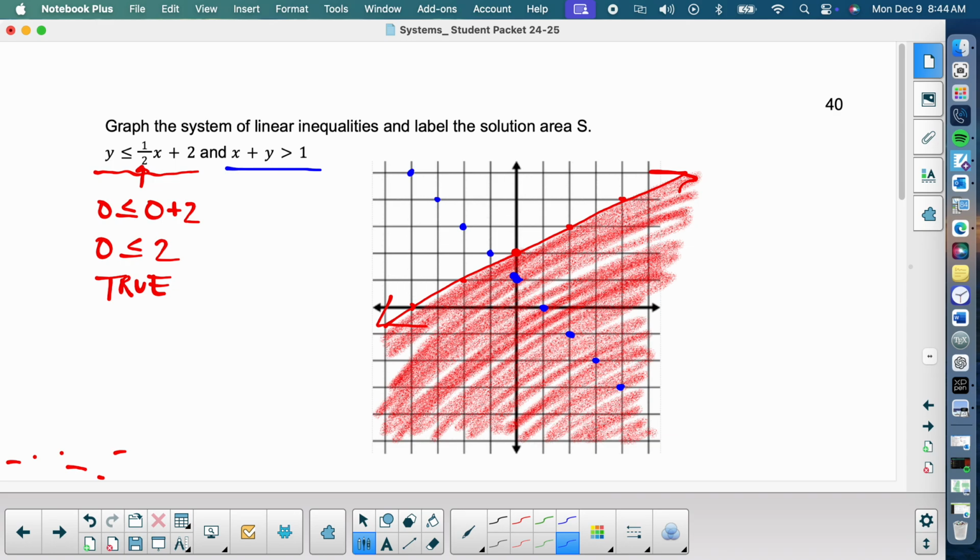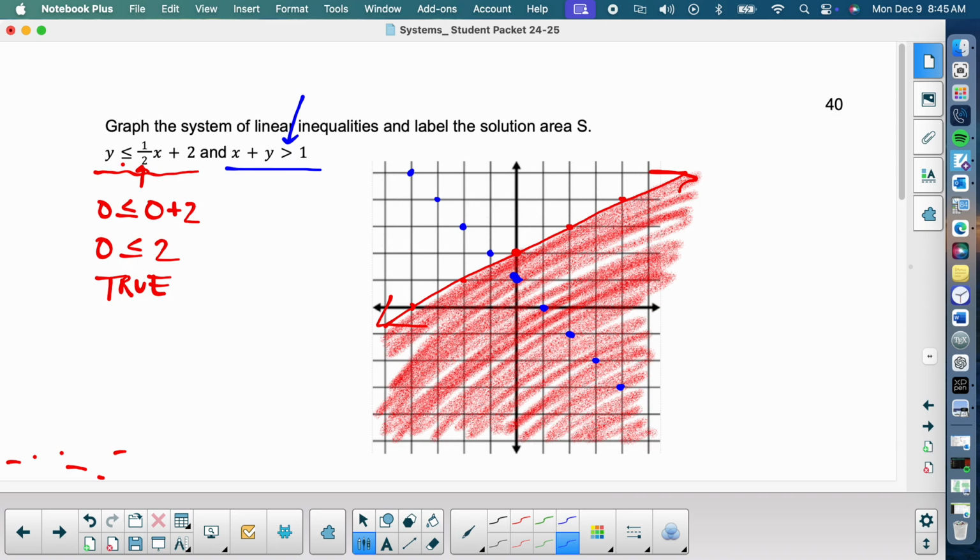Was it Gavin? Yeah. Gavin, how come it's dotted? Because it's just more than. Okay. The symbol does not have a line underneath it. So if there's a line underneath it, like that one, it'll be solid.